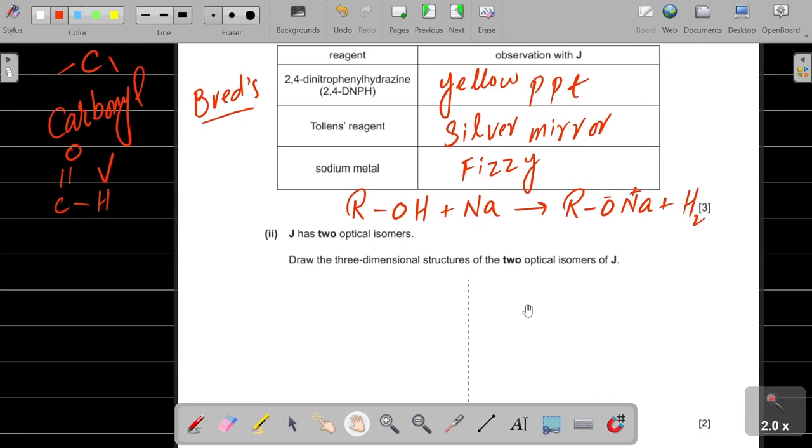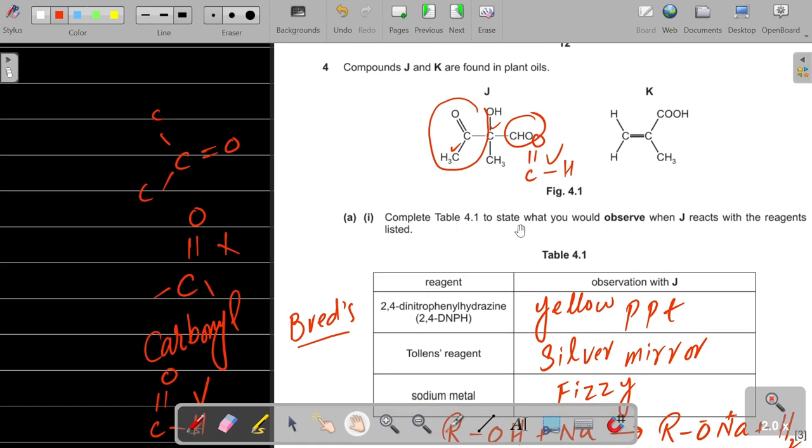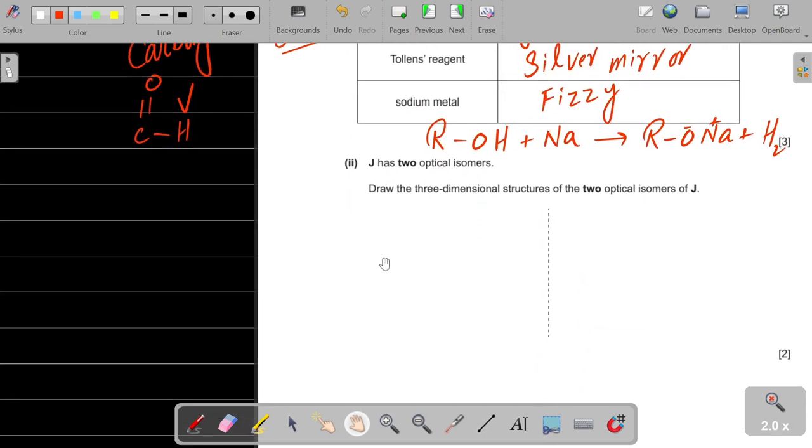J has two optical isomers. Draw the three-dimensional structure of the two optical isomers of J. One side has the aldehyde group, and the other side has a ketone and OH. Optical isomers mean we need to draw mirror images of each other. Here we have a central carbon, and one end is connected with OH, and here we will have C double bond O and CH3.